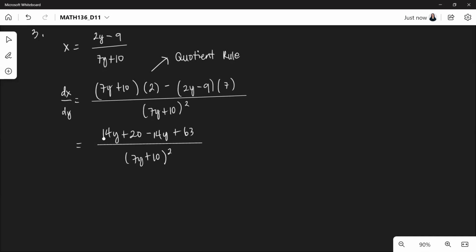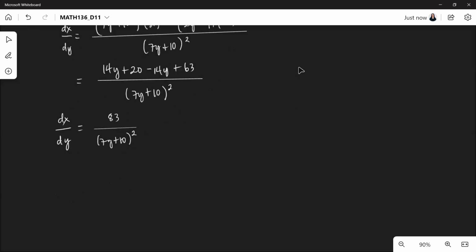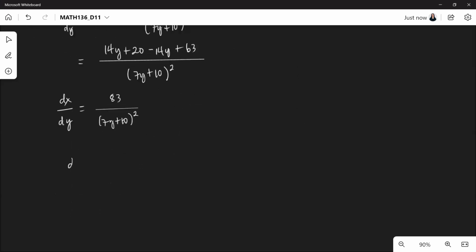So we have 14y minus 14y, that's 0. Then 20 plus 63, so that's 83 over the square of 7y plus 10. So again, this is still the derivative of x with respect to y. So we need to get its reciprocal for us to have it as the derivative of y with respect to x.